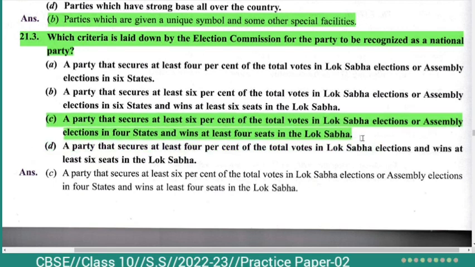So which criteria is laid down by the Election Commission for the party to be recognized as a national party? A party that secures at least 6% of the total votes in the Lok Sabha election or assembly election in 4 states and wins at least 4 seats in the Lok Sabha.